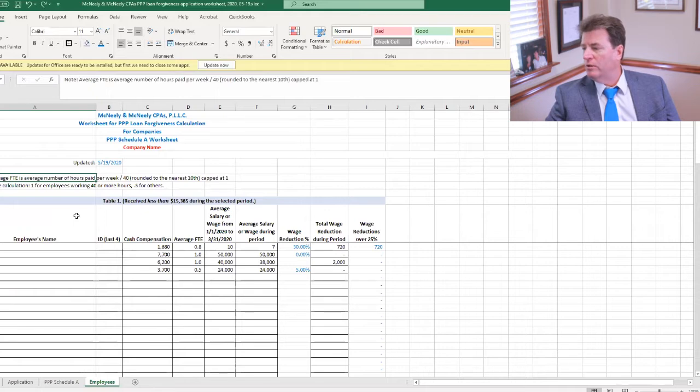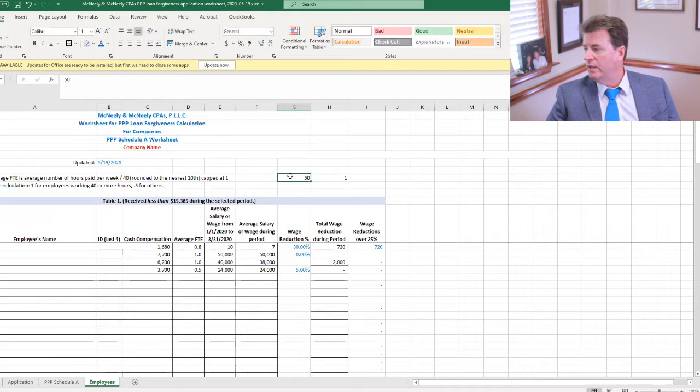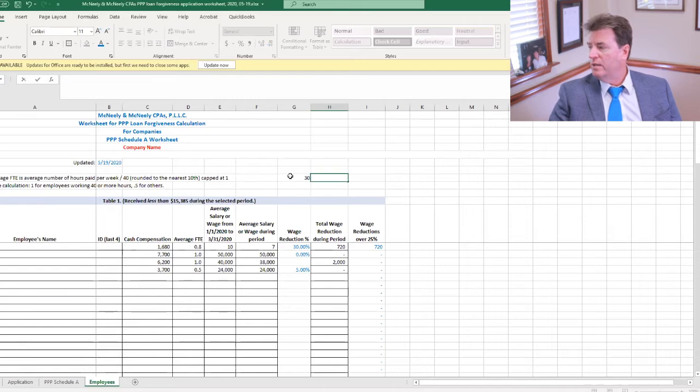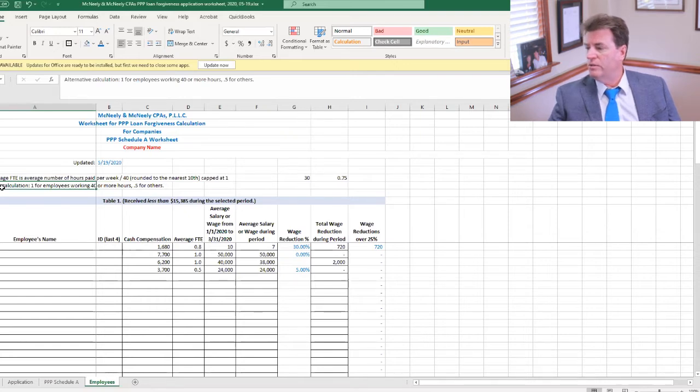I want to note that it's clarified what it means by full-time equivalent. That is the average number of hours paid per week divided by 40, rounded to the nearest tenth, and it's capped at 1. In other words, if a person works 50 hours a week, that's one employee. If a person works 30 hours a week, that's 30 divided by 40, which is 0.75, or 0.8 if you round to the nearest tenth. There's also an alternative calculation, which is 1 for employees working 40 hours or more and half for others, just to make it simple.